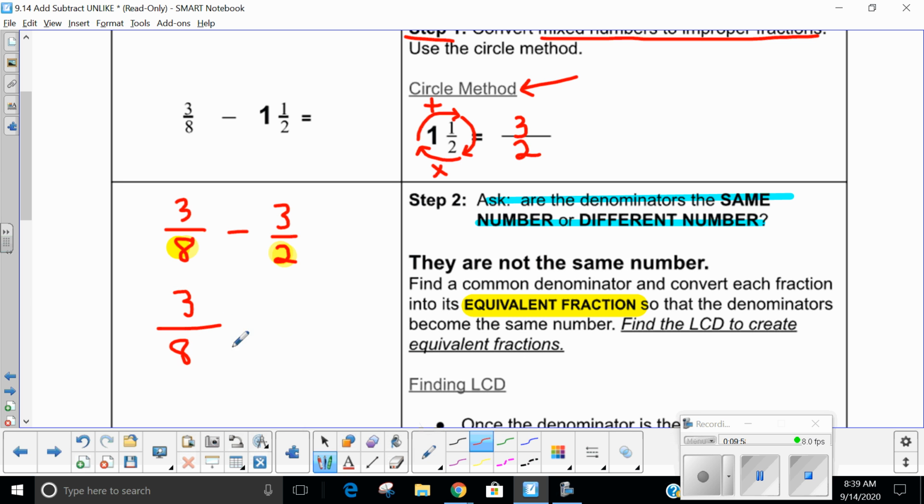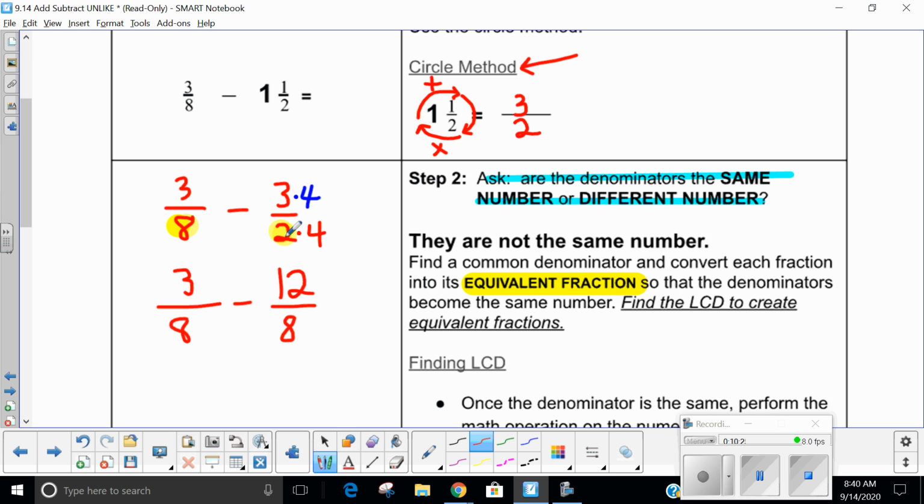And then we're going to say this over 8. Well, what number times 2 gives me 8? 4. So 2 times 4 gives me 8. But remember, you guys, what I do to the bottom, I got to do to the top. So that means 3 times 4 is the new numerator in this equivalent fraction, which is 12.